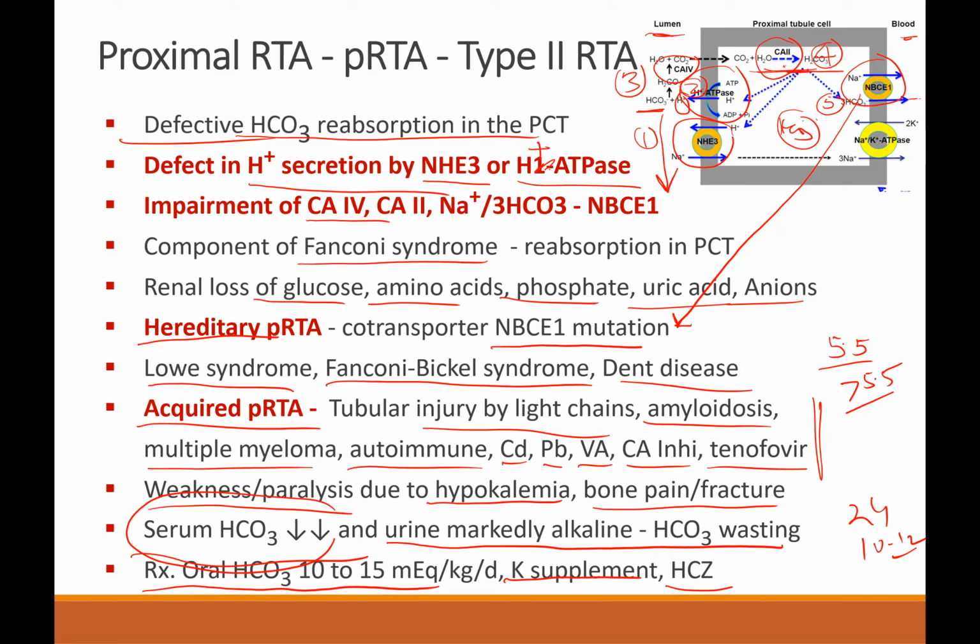What could be the acquired causes? Whenever the tubule is damaged by excess protein, as in light chain disease, amyloidosis, multiple myeloma, autoimmune complexes, or heavy metals like cadmium, lead, or drugs like sodium valproic acid, and then carbonic anhydrase inhibitors like Diamox, or antivirals, particularly tenofovir.